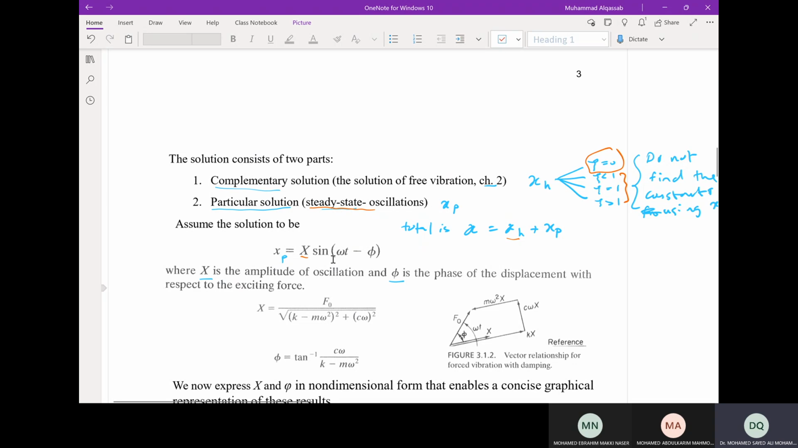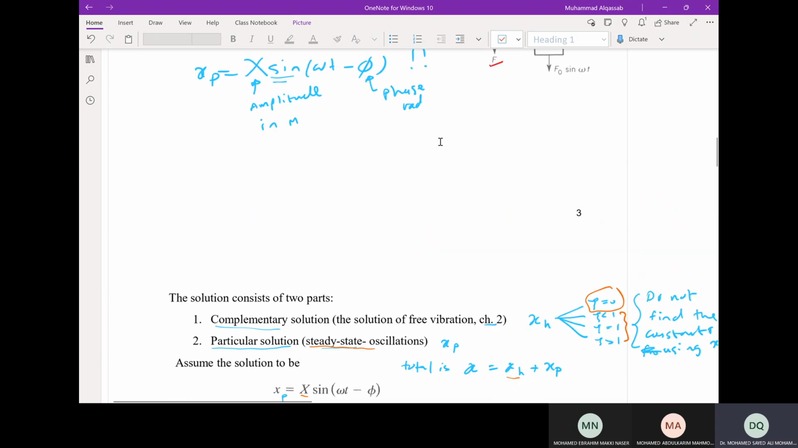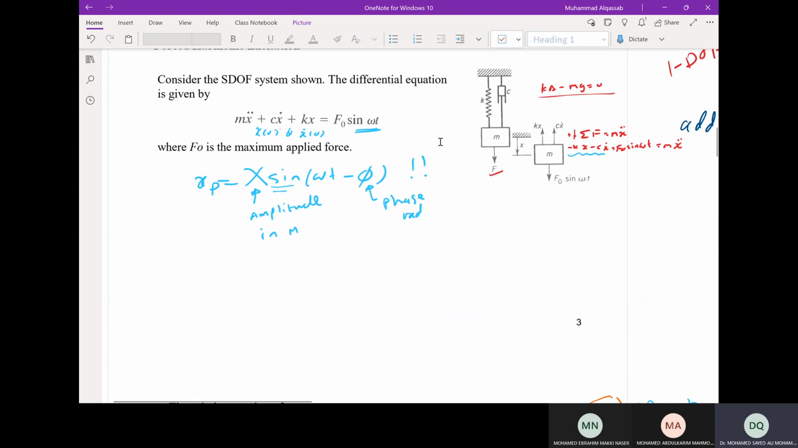The particular solution is to be assumed. There is no other way. We cannot derive a solution for the particular. How do we assume? We assume something or a function that is in the same form of the right-hand side. The right-hand side is sine omega t. If you look at the differential equation, it is F naught sine omega t on the right-hand side.